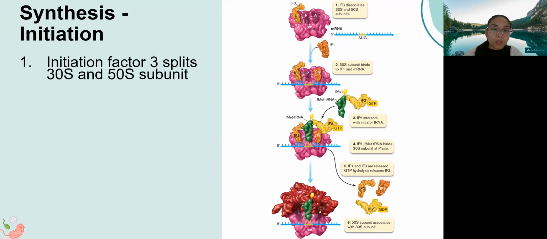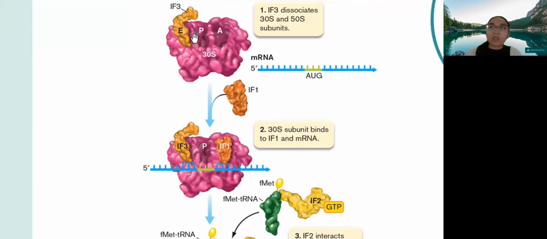So something to also keep in mind is the 30S subunit has 3 little pockets. There's an E, P, and an A pocket. So the IF3 shoves itself into the E pocket of the 30S subunit. And what that does is it prevents the 50S subunit from binding, because the 50S is kind of on top.